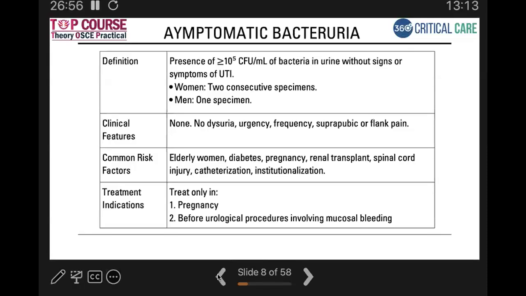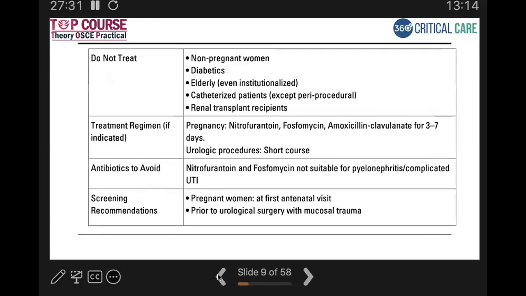Who tends to get such a spectrum? Elderly women, diabetes, pregnancy, renal transplant, spinal cord injury, catheterization, institutionalization. These are some of the population who could get asymptomatic bacteriuria. Only if the patient is pregnant or you are going to subject the patient to a urological procedure, because the chances of mucosal trauma and bleeding are common, right? So only in these two categories are you going to start treatment for asymptomatic bacteriuria. Otherwise, you should not treat it. Unnecessarily, you are creating resistance in the patient.